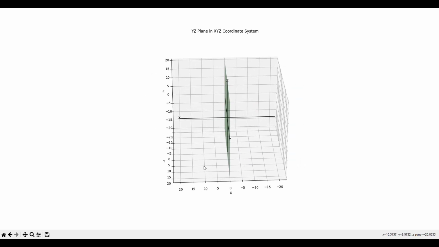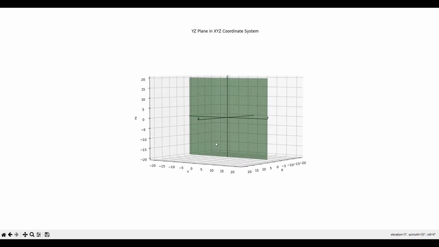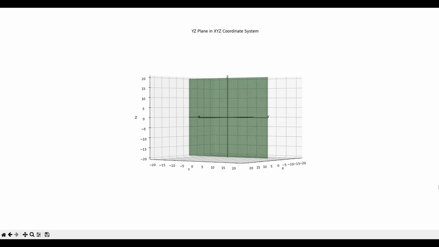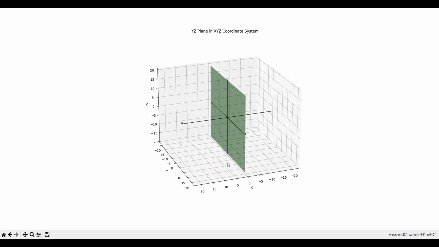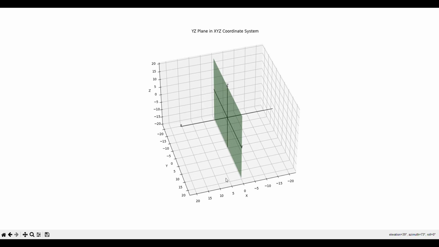Axis orientation. Similar to the xy plane, the yz plane includes three axes, y, z, and x. The y and z axes lie within the yz plane and are perpendicular to each other. The x-axis is perpendicular to the yz plane. Grid representation. The grid of the points on the yz plane indicates that it extends infinitely in the y and z directions. Each point on the grid has coordinates of 0, y, z, where x is always 0.